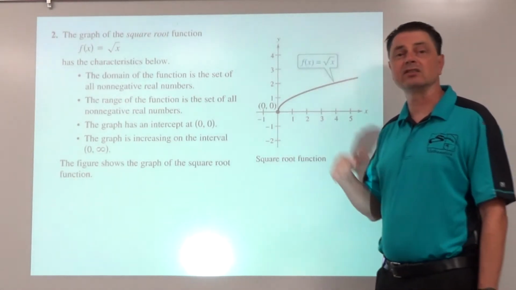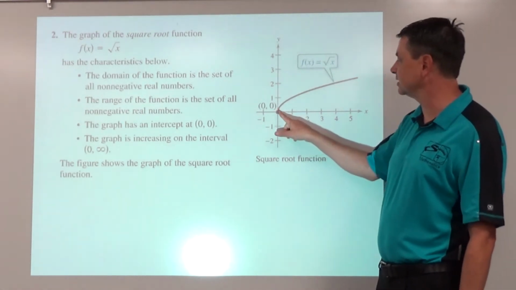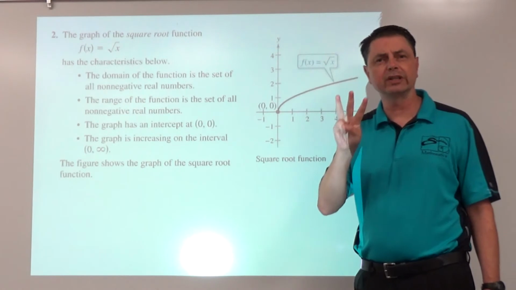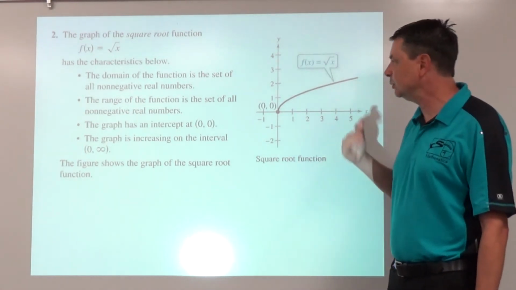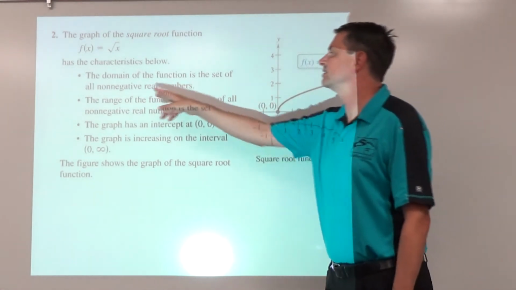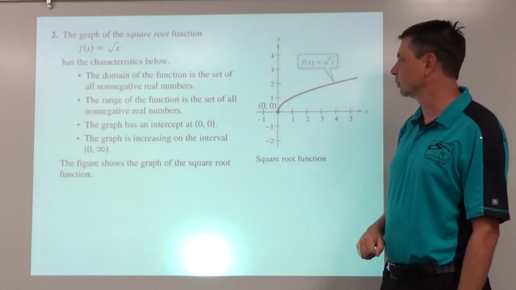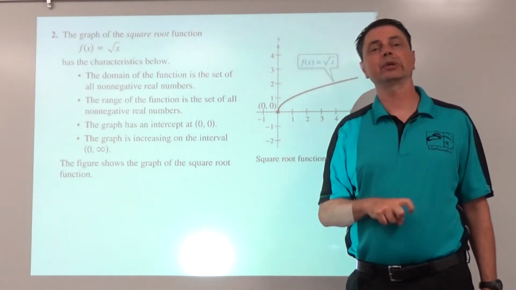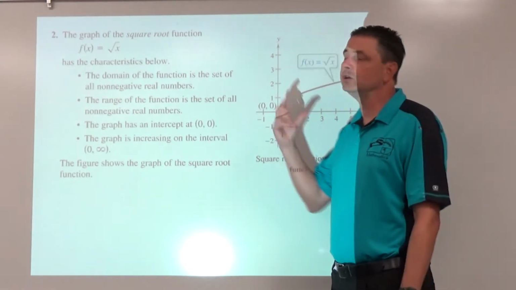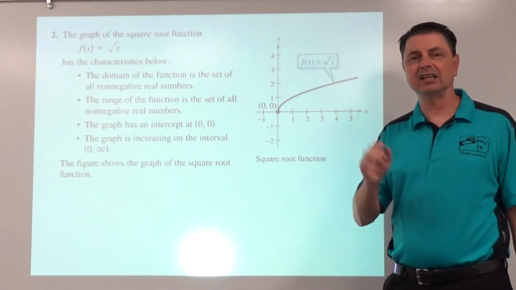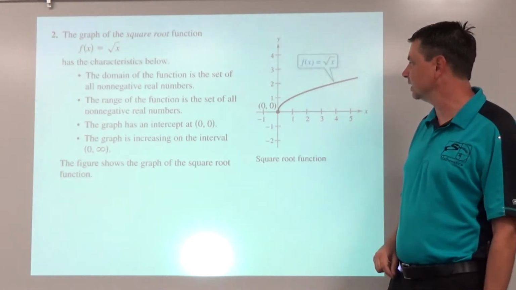Square root, you've had some experience here. Key points being 0, comma 0, 1, comma 1, 4, comma 2 are usually the three primary key points that you have to be aware of. The domain is the set of all non-negative real numbers, meaning 0 and positives. So we might say x is greater than or equal to 0, or more likely you would say, in terms of interval notation, bracket 0, comma positive infinity.